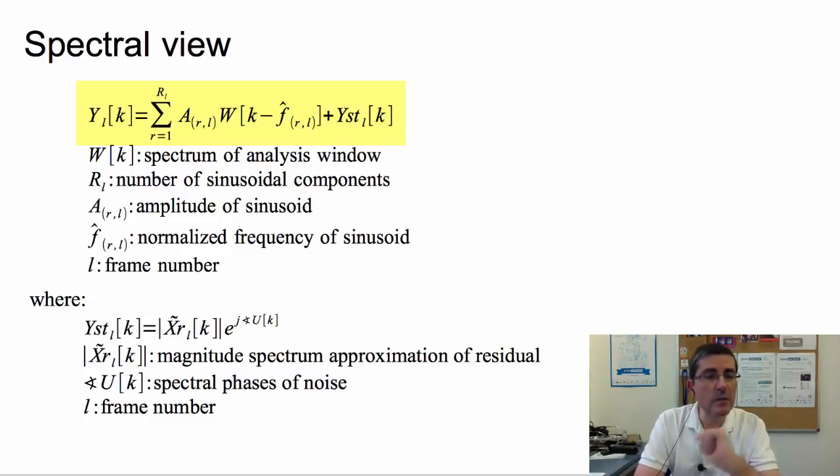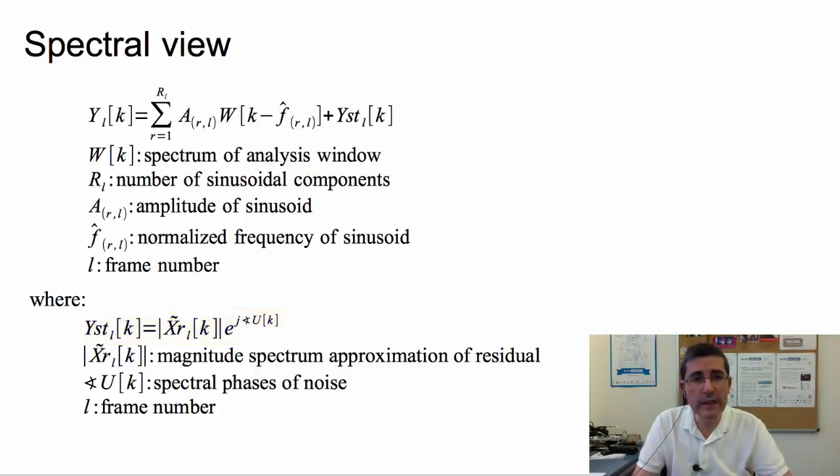And now this stochastic component is this idea of filtered white noise, but in the frequency domain it is the product of the approximation of the absolute value of the residual signal multiplied by e to the j and the phase of the white noise, a set of random numbers. So the magnitude of the spectrum is the approximation of the residual, and the phase spectrum is basically the phase spectrum of the white noise. This is the concept of the stochastic approximation that we saw in the previous lecture.